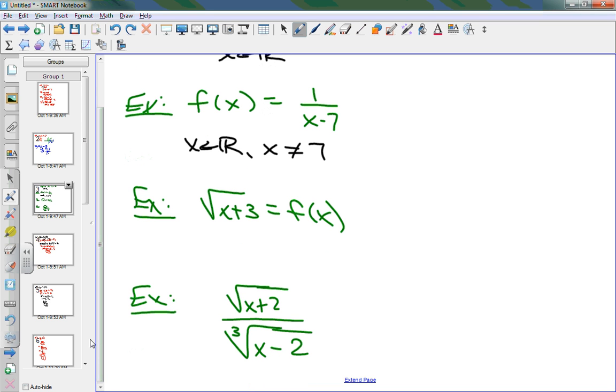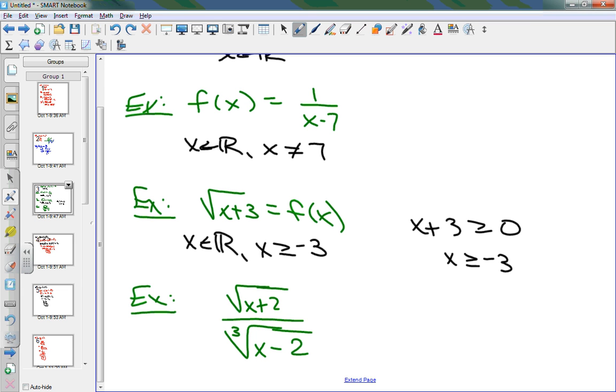What about the next one? Nope. X is an element of the reals. X is greater than or equal to negative 3. Why? Because x plus 3 has to be greater than or equal to 0. So it has to be greater than or equal to negative 3. See that? Because this square root has to be positive, which makes it larger than 0. It can be 0, but it has to be greater than or equal to 0. It's just when it's an even root.